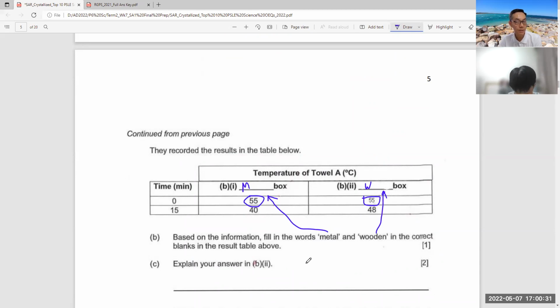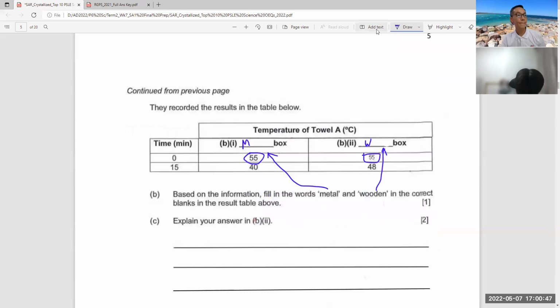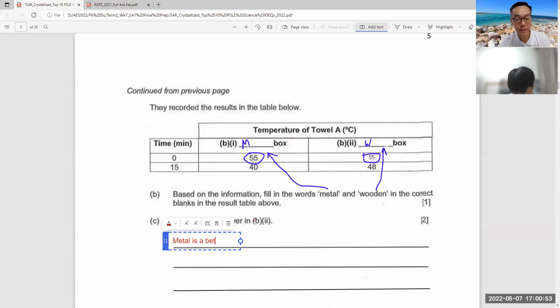Okay, explain your answer. So for this one, you have to use a comparison. You must say metal what? Metal is a better conductor of heat than wood. Therefore, the hot tower can lose heat faster in the metal box. Okay. So comparison. Metal is a better conductor of heat than wood.